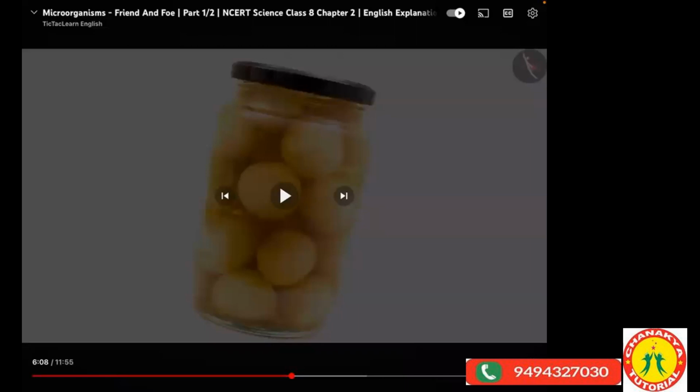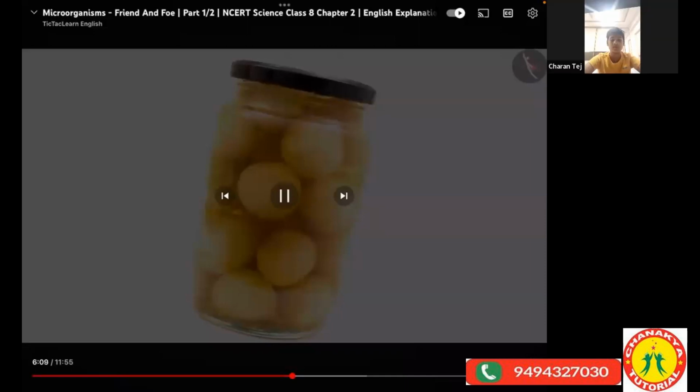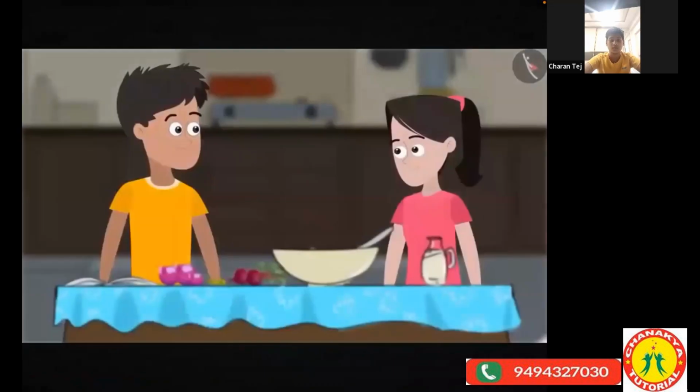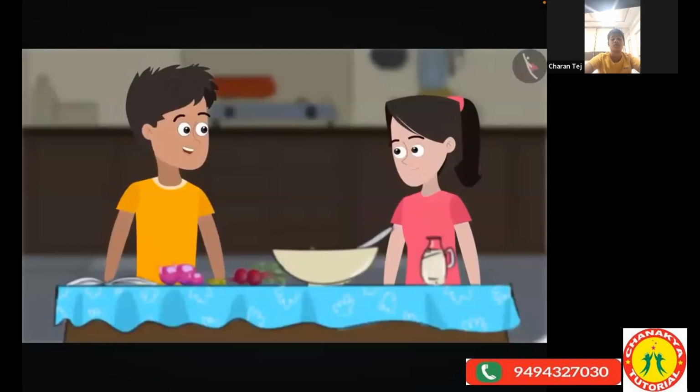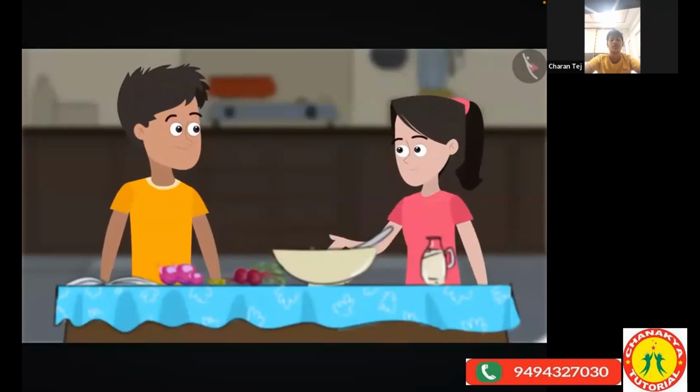Fine, children? Bhaiya, why don't we make pickled onions at home? Oh, definitely. I was thinking about this. See, I have already searched for the method of making pickled onions in the recipe book. Oh, wow. Let's get started then.